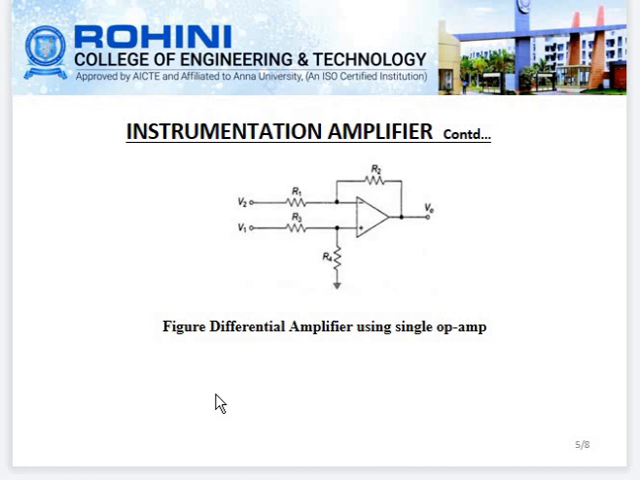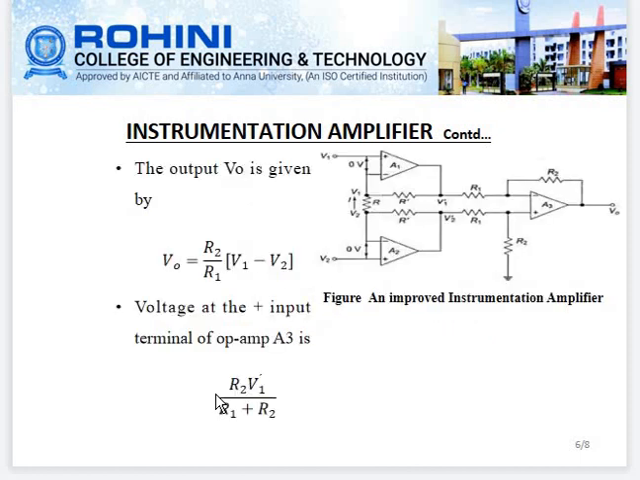The simple differential amplifier circuit using a single op-amp is shown in figure. So in differential amplifier, two inputs V1 and V2 are applied to the inverting and non-inverting terminal of the operational amplifier, and the feedback is done through the resistance R2. The output V0 is given by V0 is equal to R2 by R1 into V1 minus V2. So the improved instrumentation amplifier is shown in this figure.